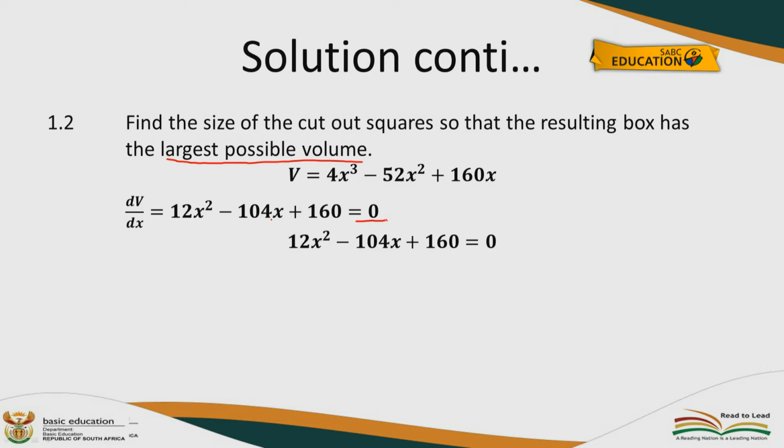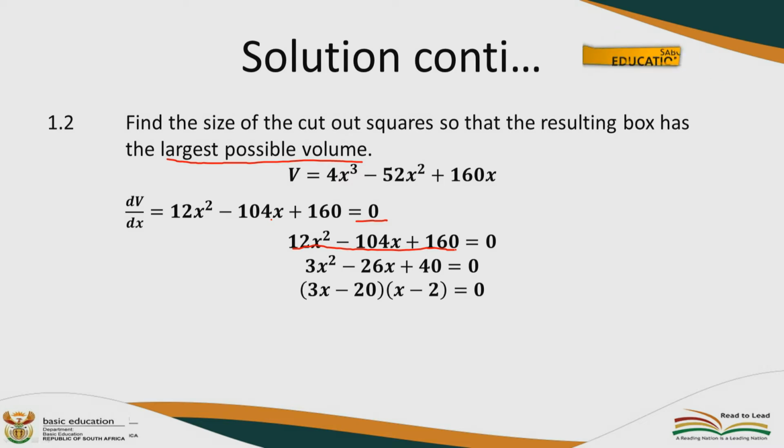Now, once we have done that, we'll have ourselves a quadratic equation. You will see that in this quadratic equation, we have the highest common factor, which is 4. So we divide every term by 4, and we have 3x squared minus 26x plus 40 equal to 0. Then we find the factors of that. The factors are 3x minus 20 and x minus 2. So we use the zero factor rule to find the values of x. We find that x equal to 2 or x equal to 20 over 3, which is approximately 6.67.